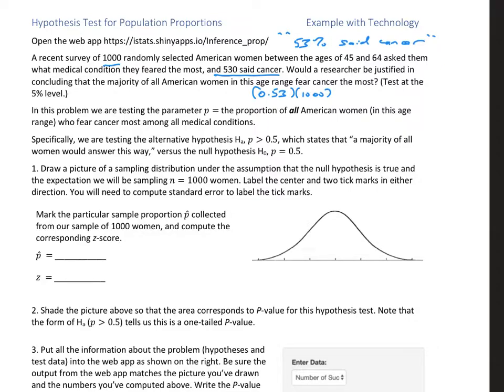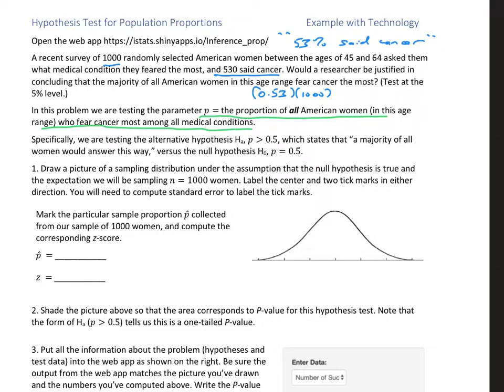It tells us the size of the sample. It tells us how many of them answered a certain way, and we want to be able to test a claim about the population proportion. In other words, the proportion of all American women who would answer that same way, if we could ask them all. And so that's the statement here. I will always ask you to write down the actual proportion that we're testing. So P is the proportion of all American women who would answer cancer if asked this question. And of course, there's no way we could ever know what that P is exactly.